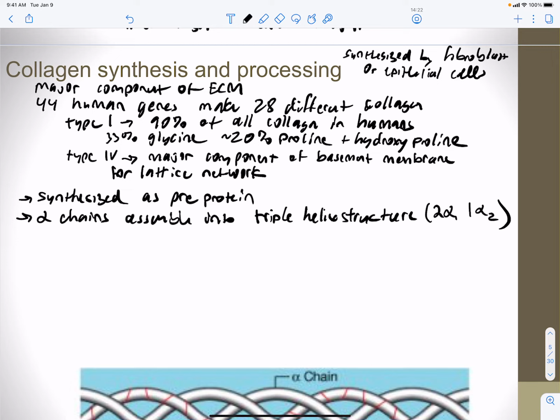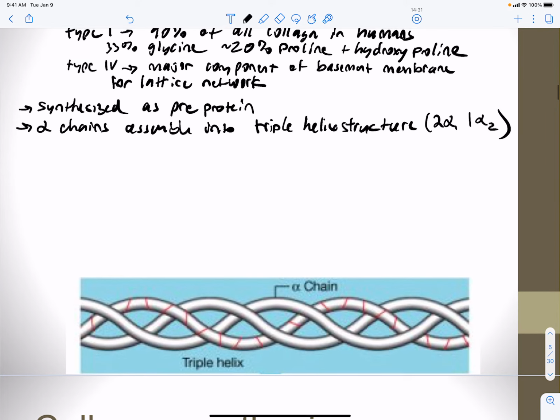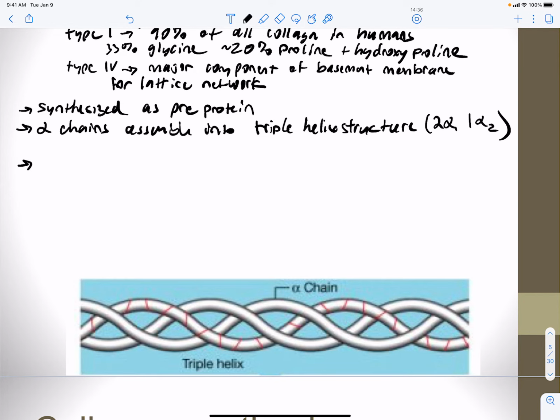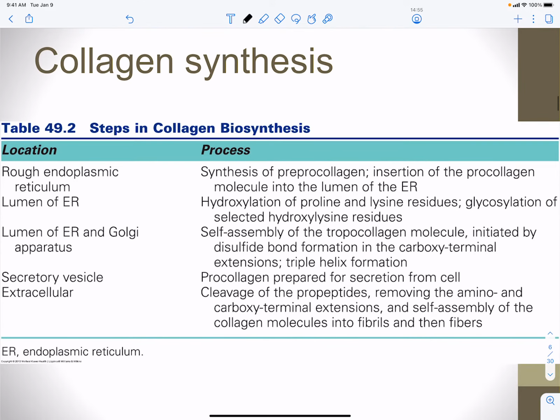Now, the procollagen or tropocollagen is going to be synthesized on the rough ER. And then you have a decent table in your book which goes through how collagen is synthesized.